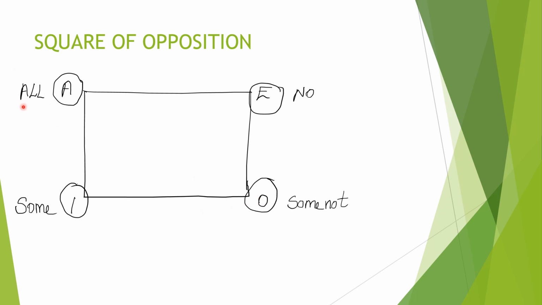So for a sentence that starts with all, we use A. A sentence that starts with no, we use E. A sentence that starts with some, we use I. And a sentence that contains some not, we use O. So these are used for making the moods, which are A, E, I, and O.